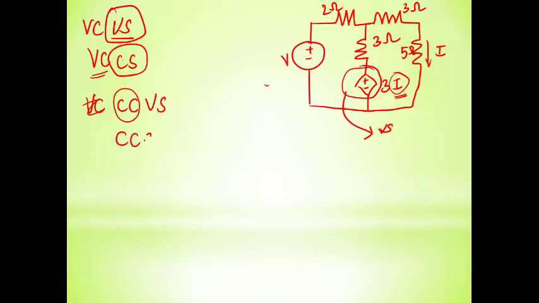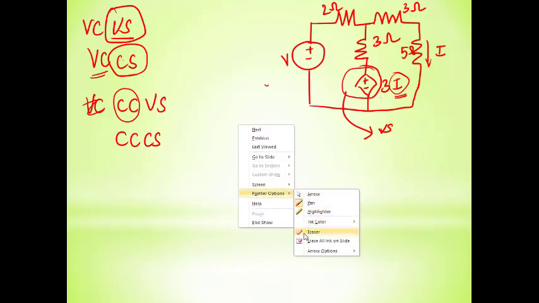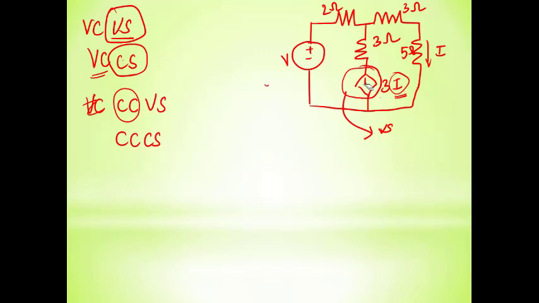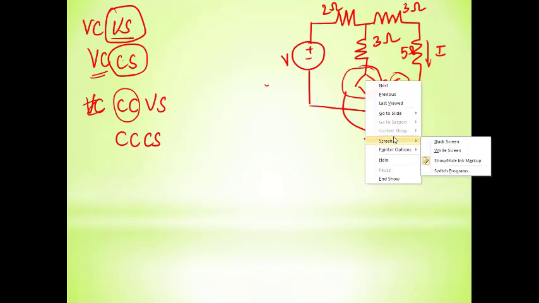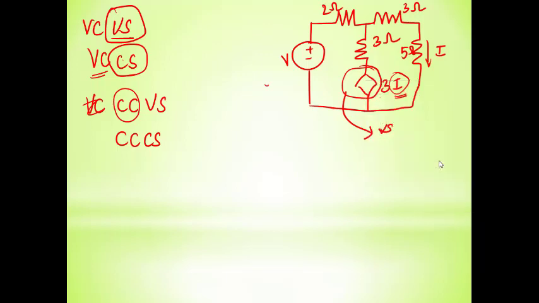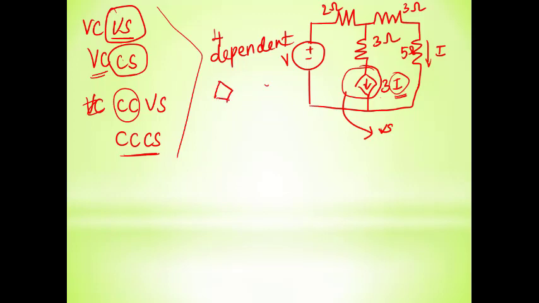Next is the current controlled current source. So instead of polarity, I should have an arrow in the source. So here I'll take a current source. It will be downward. So this is going to be a current source. It is controlled by the current parameter I, where I is nothing but the current flowing through the 5 ohm resistor. Hence, it is said to be a current controlled current source. So altogether, you will be having 4 dependent sources. Keep in mind that dependent sources will be represented by the diamond symbol.